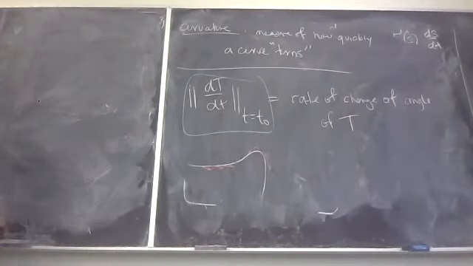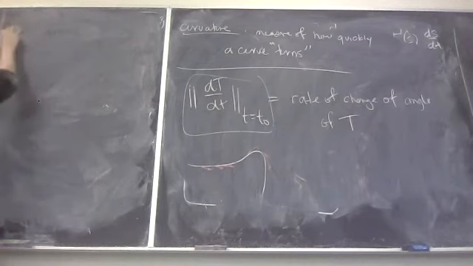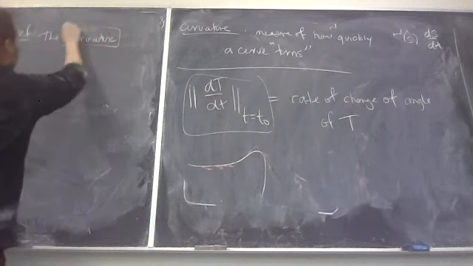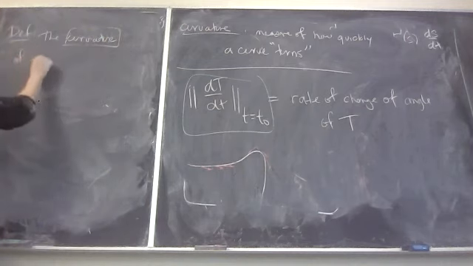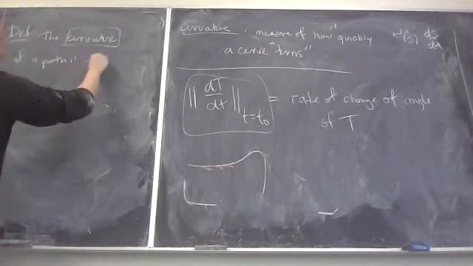All right, so here's the definition of curvature. The curvature, big definition, the curvature of a path is the angular rate of change.